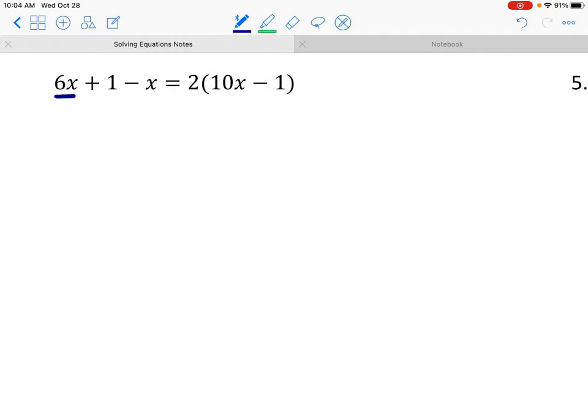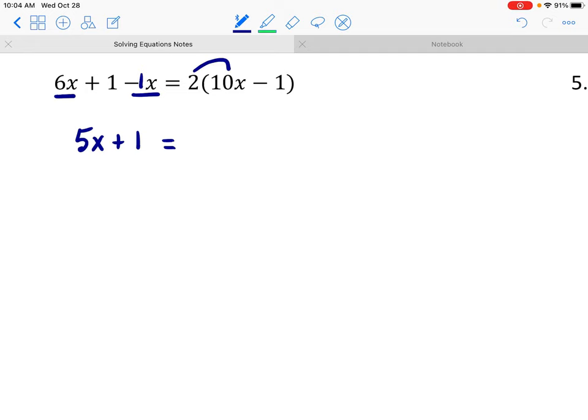If I combine my like terms, if I have 6 x's and I take 1 away, that's a 1 in front there, that's going to leave me 5 x's on this side. And then I'm going to bring down the plus 1, bring down the equal. And then on the right, I can distribute.